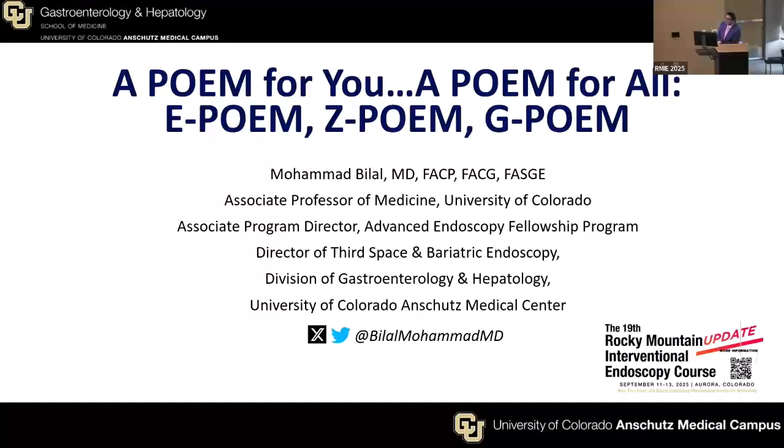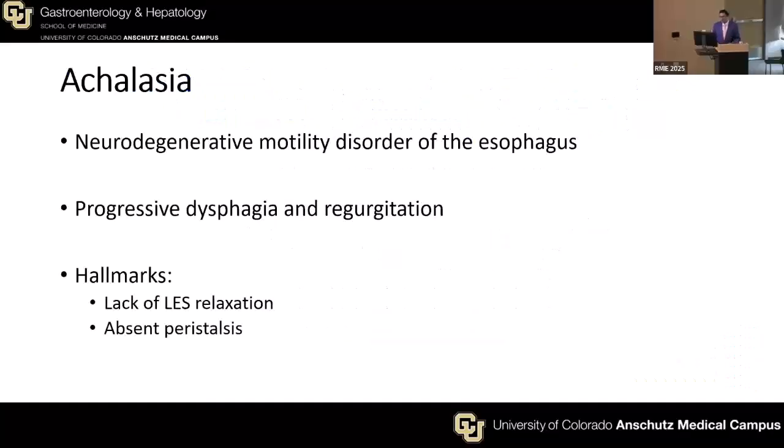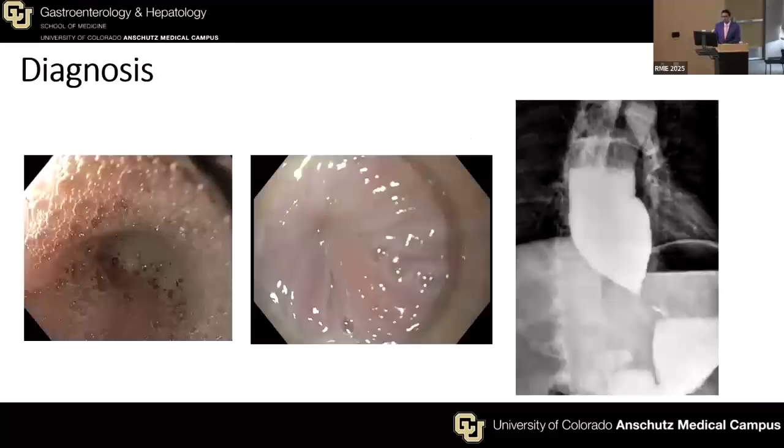So I'm going to talk about POEM, all different types of POEM and myotomies in the next 15 minutes. So it's going to be a quick overview, and happy to take any questions afterwards. So first, we're going to talk about achalasia. Obviously, we know that achalasia is a progressive disease which involves neurodegenerative motility issues, and the hallmarks are lack of peristalsis and lower esophageal sphincter relaxation.